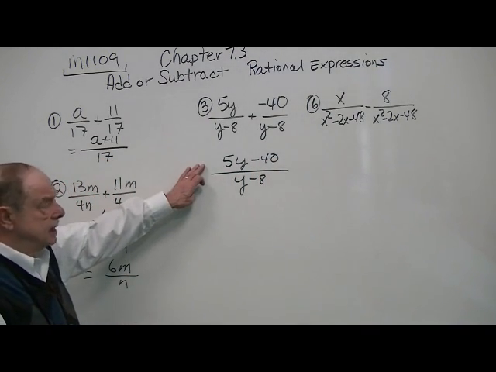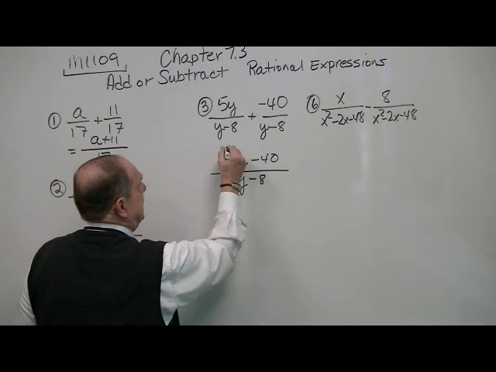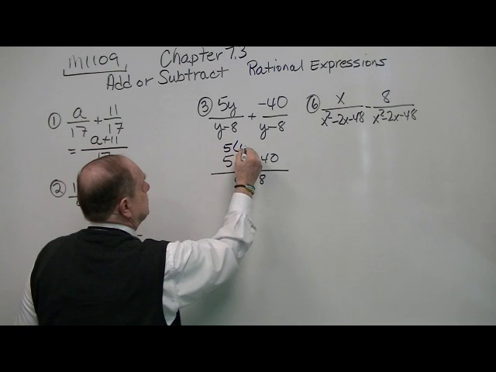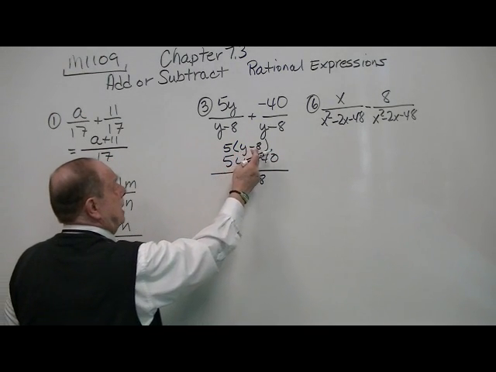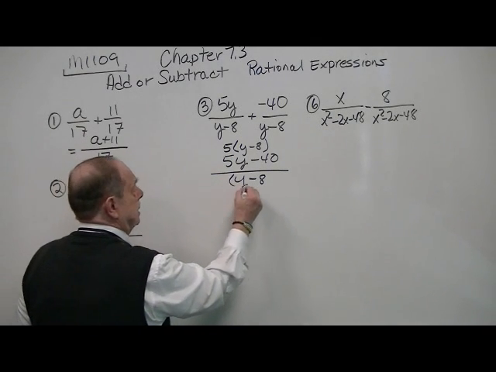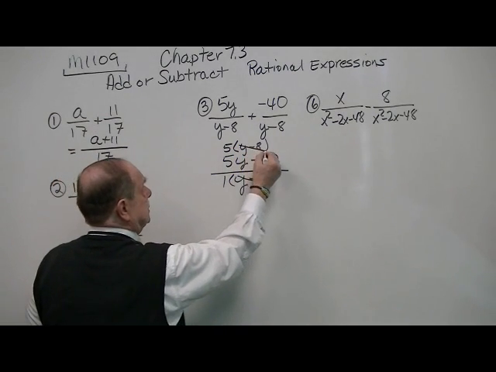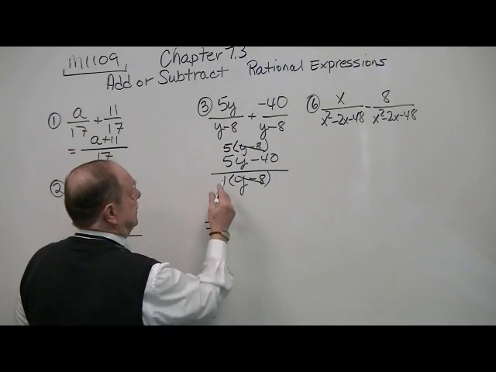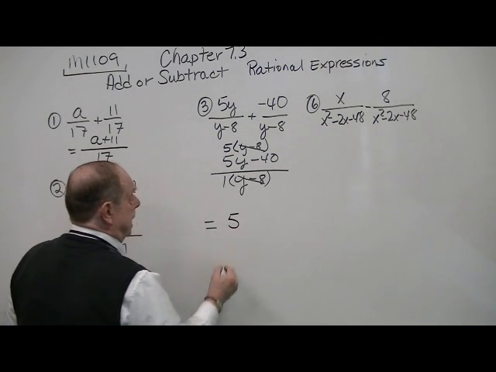But notice now from the previous section we could factor out a 5 out of there. And I get y minus 8 times 5. So now we have a common factor, and my final answer will just be 5.